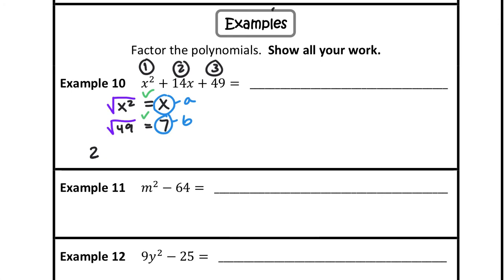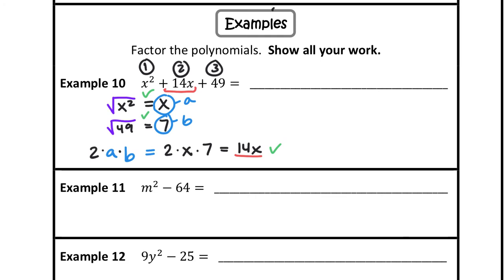2 times A times B? Is that the middle term? Right, so I'm looking at the middle term. And I'm going to substitute, so 2 times A, what's A? A is x, times B, what's B? B is 7. So what's 2x times 7? That's 14x. Does that match the middle term? Yes.